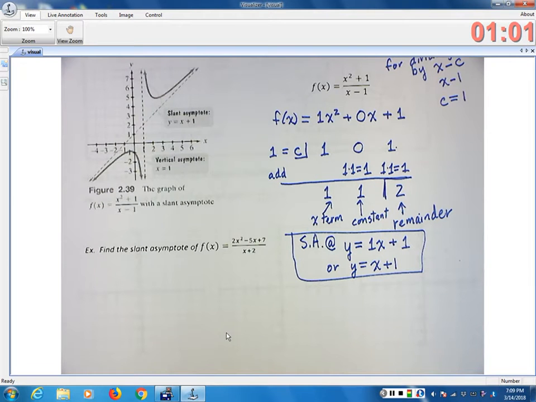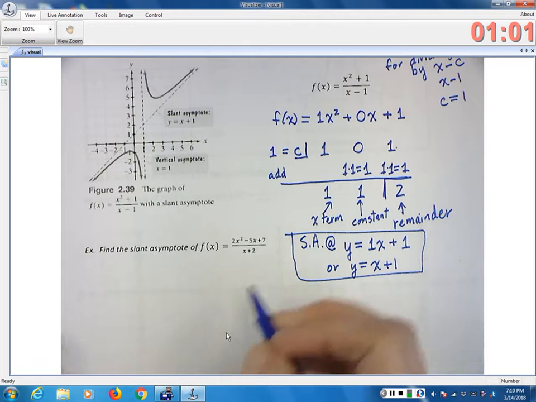If you want, I can divide it out by hand. Or we could just do another example. You've got the example where you have to find the slant asymptote on number 3 on your worksheet. This is finding a slant asymptote. So let's do one more example of this way.